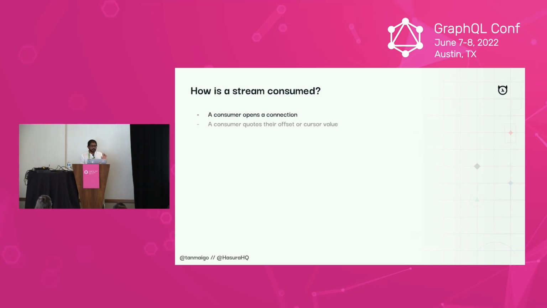The first is the consumer opens a connection, and the consumer quotes an offset or a cursor value, right? So if you're familiar with something like a Kafka client, you quote a value of your last known offset or your last position in the cursor. So the state is maintained by the client in the streaming case. The streaming backend, whatever the service that's sending out the stream is, sends ordered data from that offset, right?